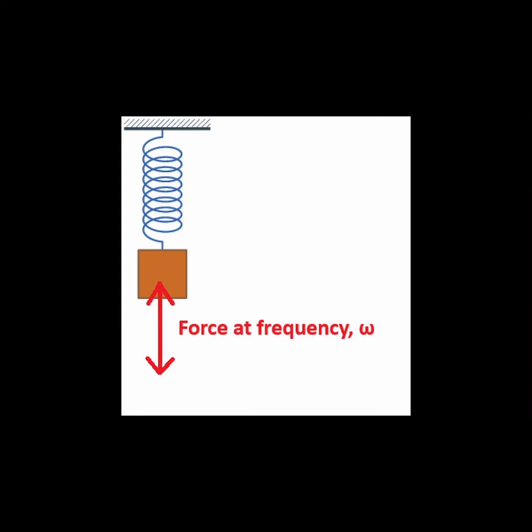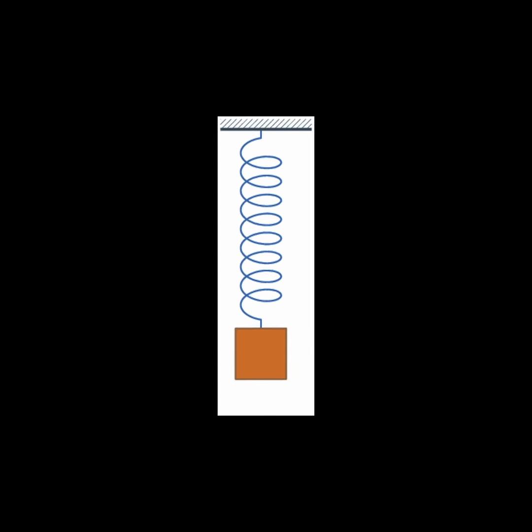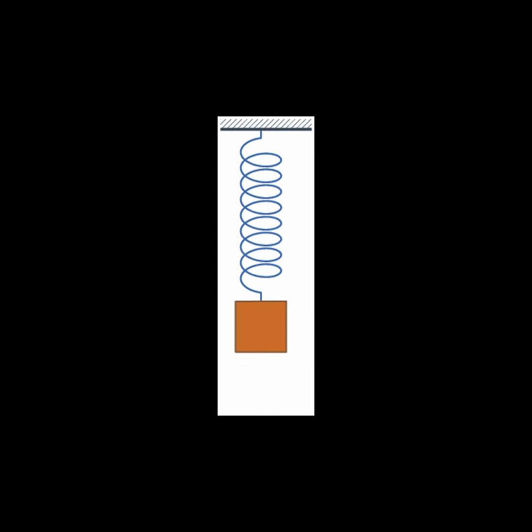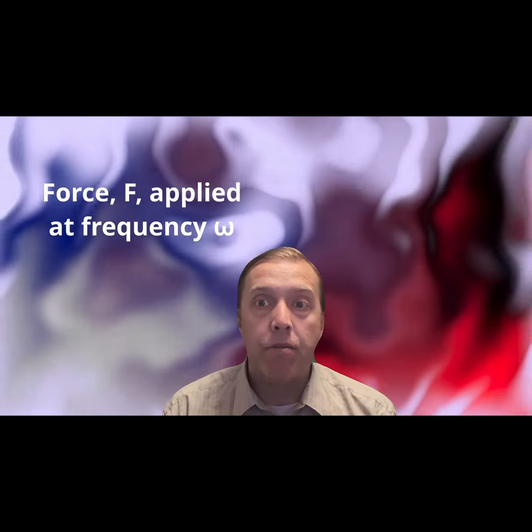What happens if we try to forcefully push or pull at the mass spring system at a frequency of our own choosing, like omega, which is different from the natural frequency omega naught of the system? In this case, we'll find that after a while, the mass spring system will oscillate according to our chosen frequency. Let's say the amount of force that we apply is F.